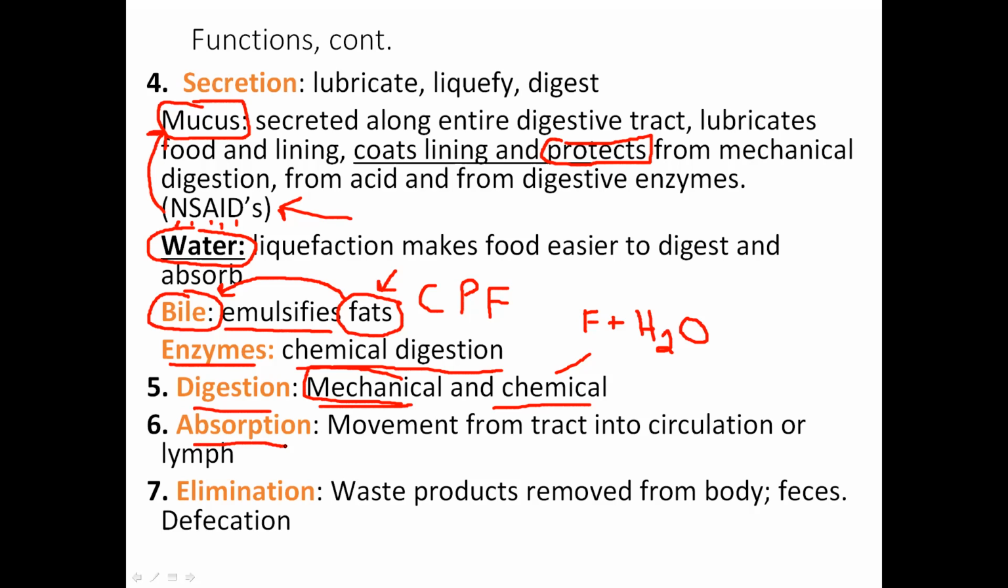Absorption is the movement from the digestive tract into circulation. So, bottom line is we need nutrition to survive. The way it actually gets into our body is through the absorption route, from the digestive tract into circulation. And then eventually, at some point, we eliminate the waste products.